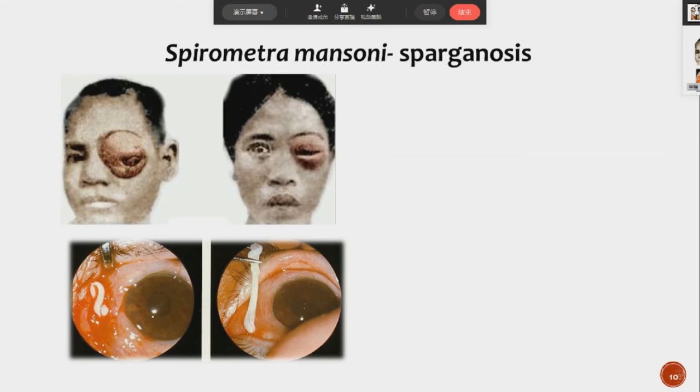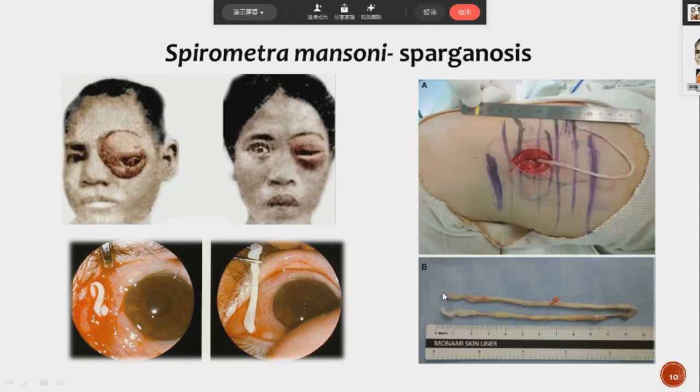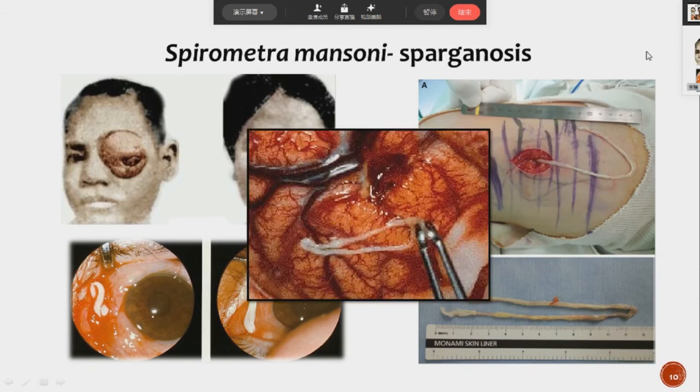But this worm can also parasitize the brain, or maybe other parts of our body. Like this patient, from their leg they removed one larva, yes? They measured it at nearly 20 centimeters. And for this one, from their brain, they did an operation and also found the worm. That is for sparganosis. Okay, let's have a break, then we will go on to the next slide.